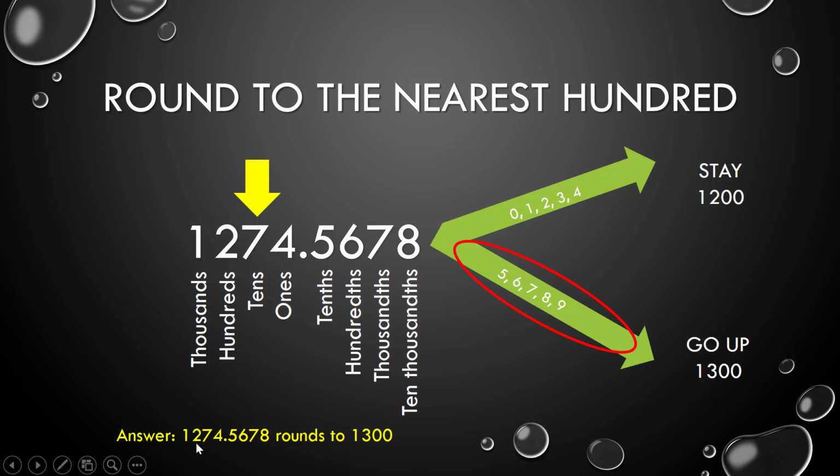So the number 1274.5678 rounds up to 1300. Again, we make the decision to round the 2 up to a 3 because of this 7. We do not look at any of these other digits.